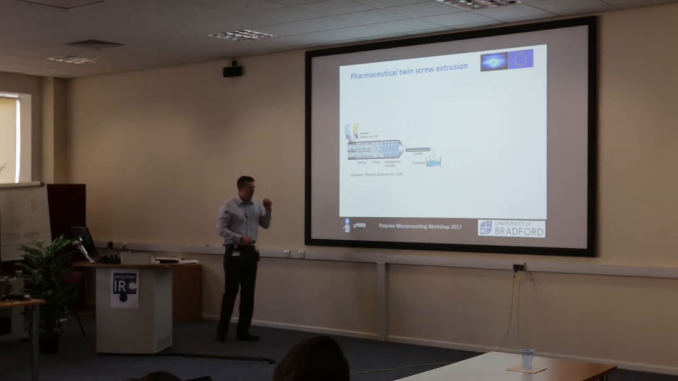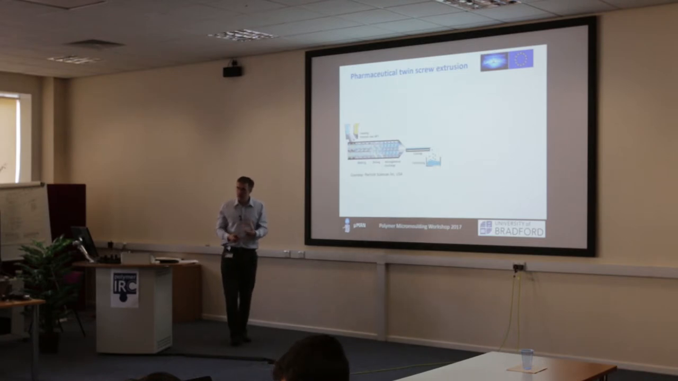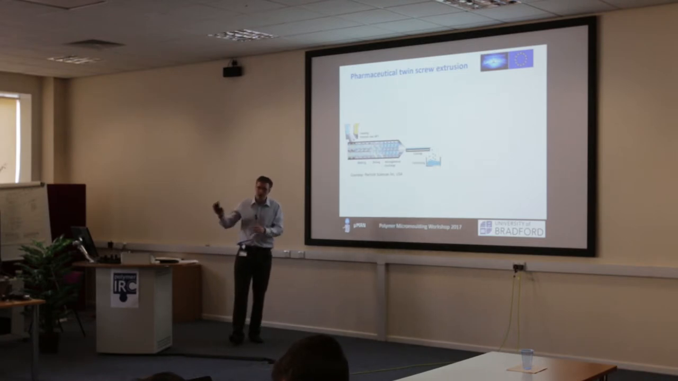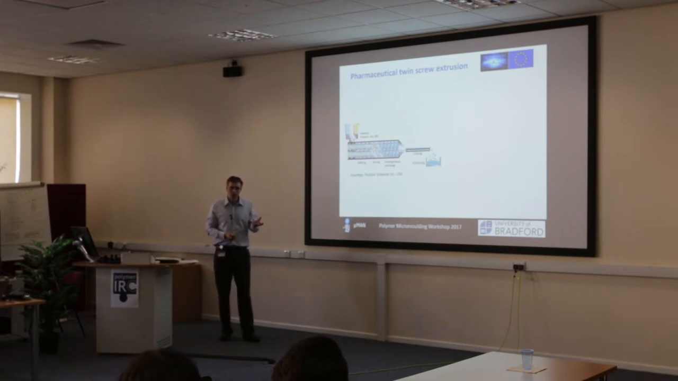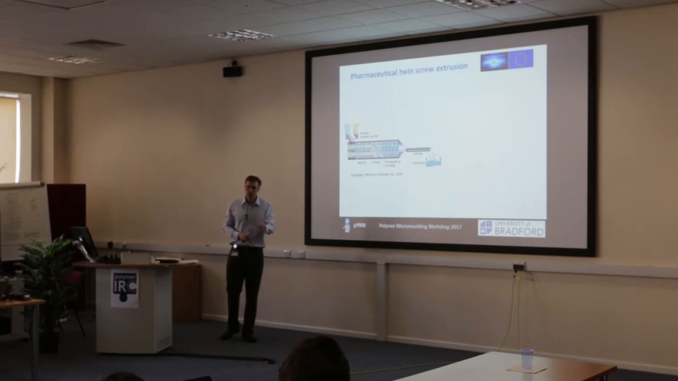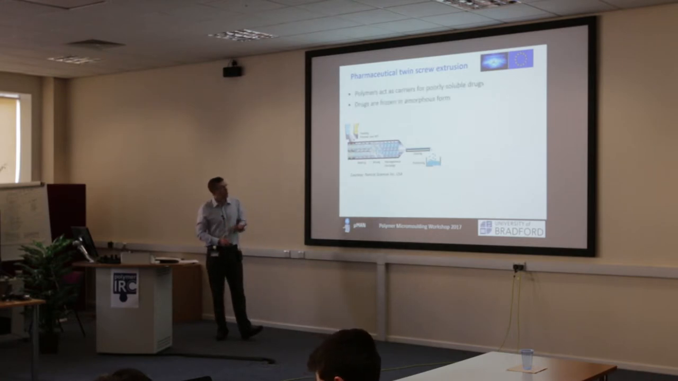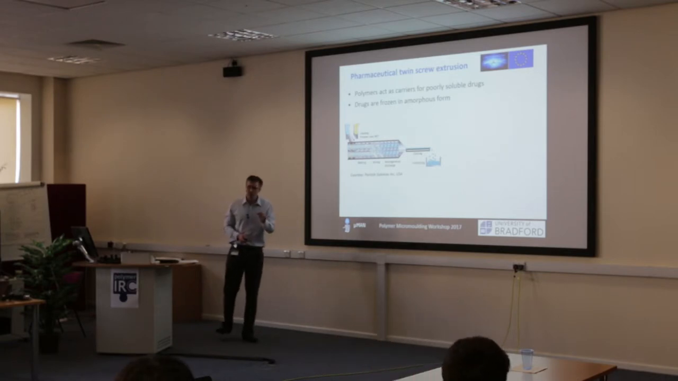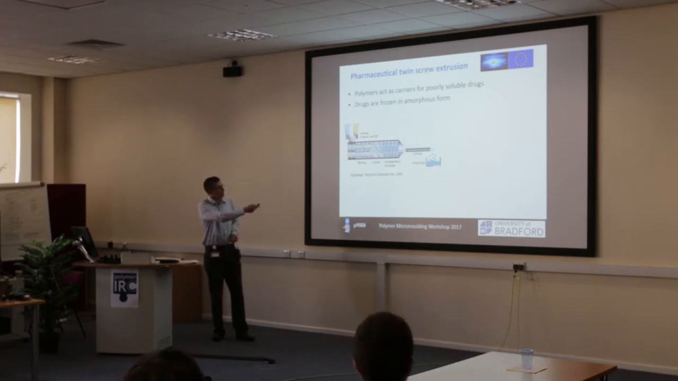Another big area for twin screw extrusion on a very small scale is for pharmaceutical materials. We're increasingly looking at pharmaceutical materials, and we've got quite a big research group within our labs where we engineers, polymer engineers, liaise with pharmaceutical scientists. And here what we're trying to do is to enhance the properties of poorly soluble drugs. So drugs that if we just take them in a tablet, they don't really get into our system. They don't pass into our system. So one of the ways to improve that solubility is to freeze the drugs in their amorphous form inside a polymer matrix. And extrusion is one way to do this.